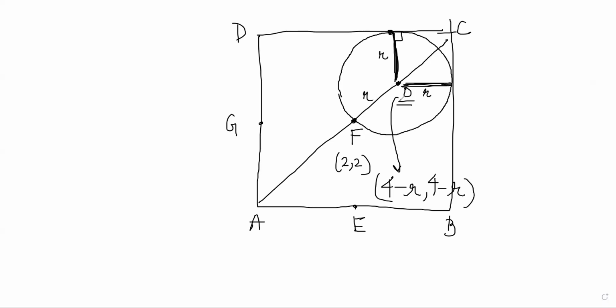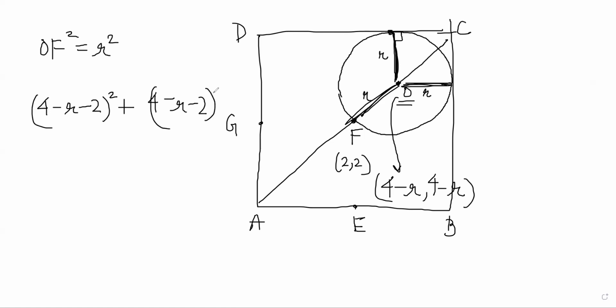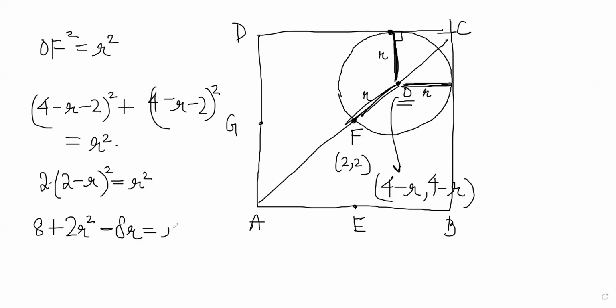And also I know OF distance is equal to radius. So I can say OF square is equal to radius square, and OF square will be 4 minus r minus 2 whole square plus 4 minus r minus 2 whole square is equal to r square. So you get 2 times 2 minus r whole square is equal to r square. This becomes 4 into 2, 8 plus 2r square minus 8r is equal to r square. So you get r square minus 8r plus 8 equals 0.